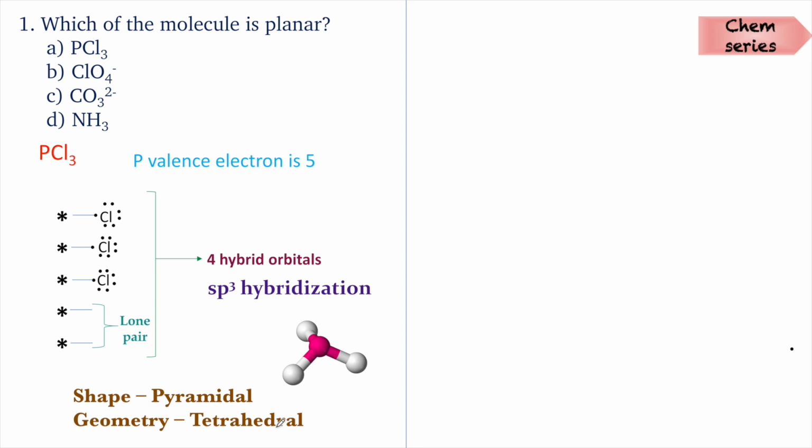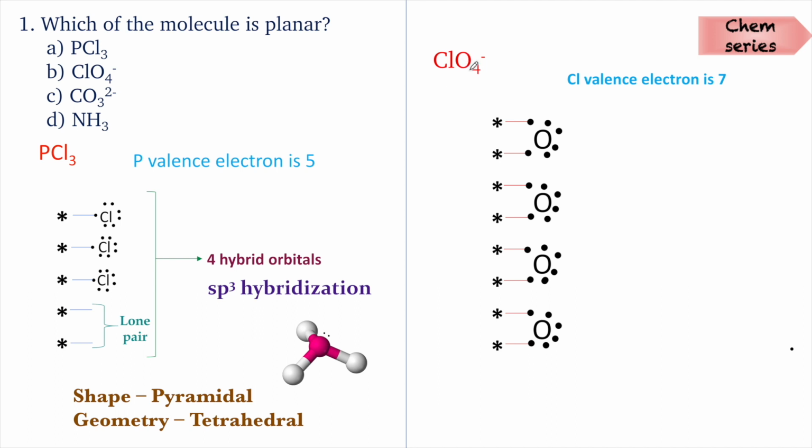So the geometry will be tetrahedral, and in tetrahedral if one atom is replaced by a lone pair, then it forms a pyramidal shape. Is pyramidal planar? No. So let us see the second option, that is ClO4 minus. Chlorine's valence electrons are 7 because it is the central atom, and we have a negative charge. That means the chlorine atom has 1 excess electron. So there are 8 electrons written, and there are 4 oxygen atoms.